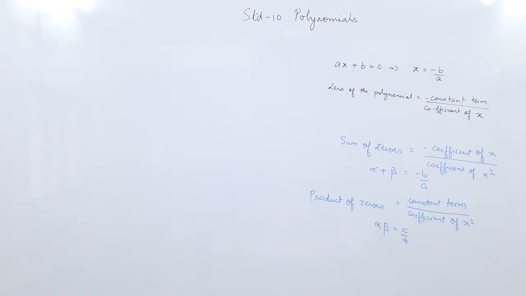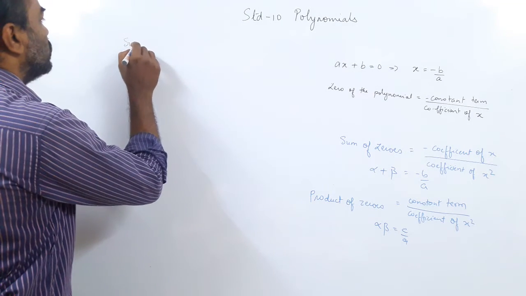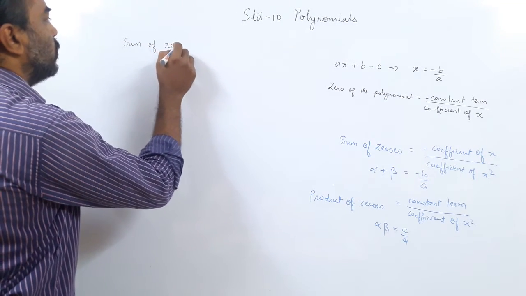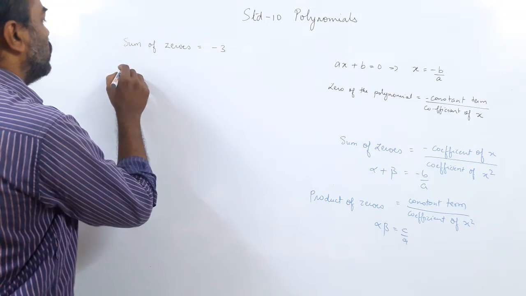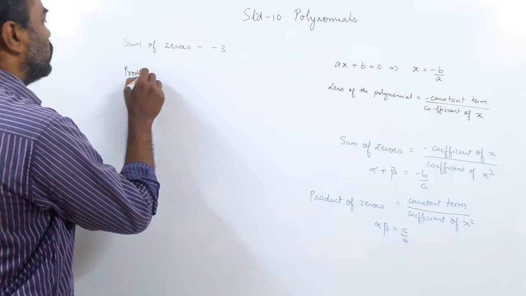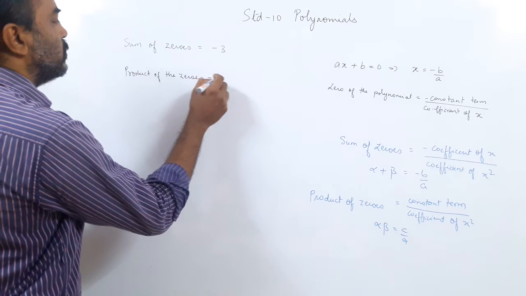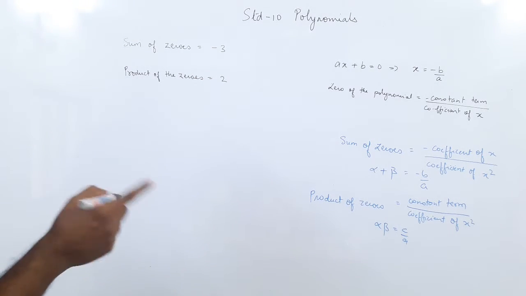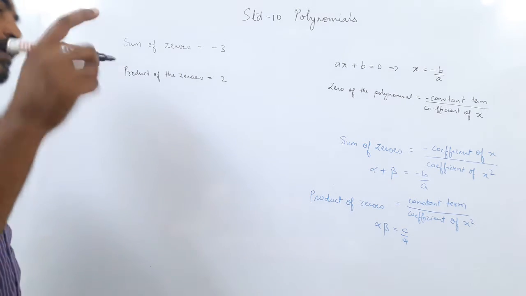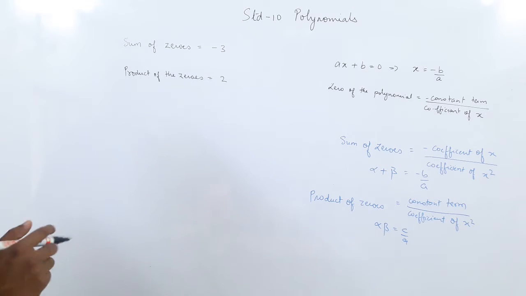Now in this next sum, we are given something in reverse. We are given the sum of the zeros of a quadratic polynomial is minus 3 and the product of the zeros is 2. So we have to find the quadratic equation whose sum of the zeros is minus 3 and product of the zeros is 2.